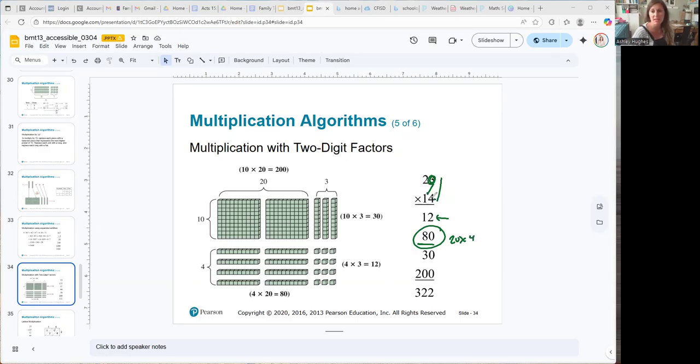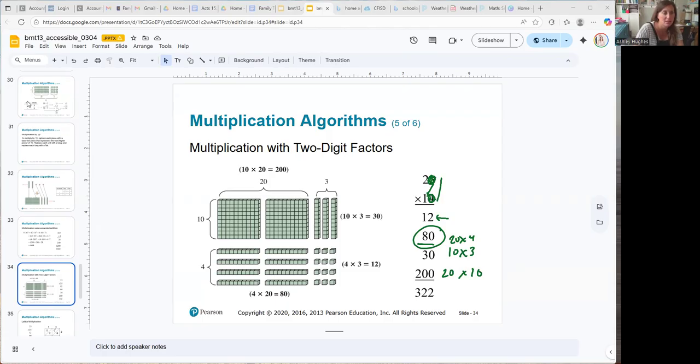Then they have 10. This is 10 times 3, which is 30. And then they have 20 times 10, which is the 200. So that is being really careful with place value and determining, is it 20 or is it a 2? And then summing them together.